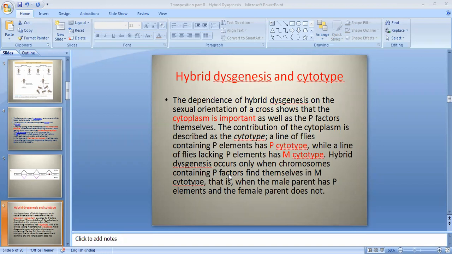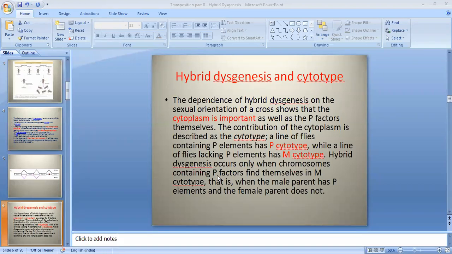Suppose this P element is transferred to a cell having M cytoplasm from outside, then this P factor can find itself in M cytoplasm, right? So how does it happen naturally? The answer to this question is during fertilization.